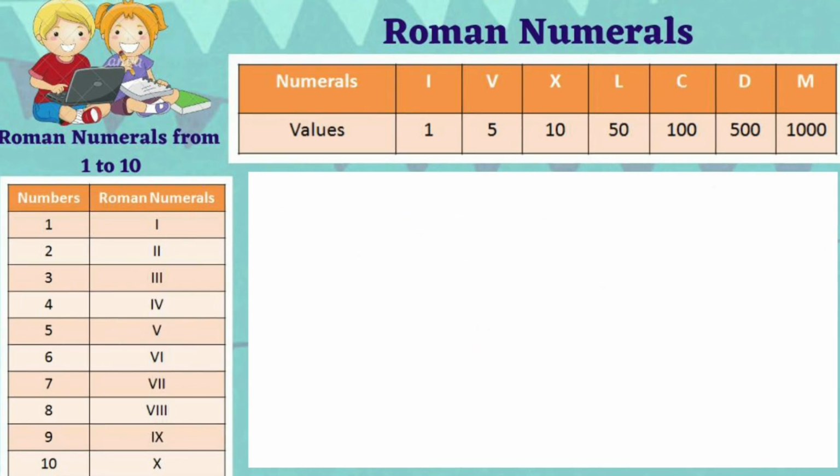So we will take our first example as LXV. We are supposed to find the number of this Roman numeral. So here what you are going to do is first find its values. I know, and also you know, that L stands for number 50, X stands for number 10, and last V stands for number 5.